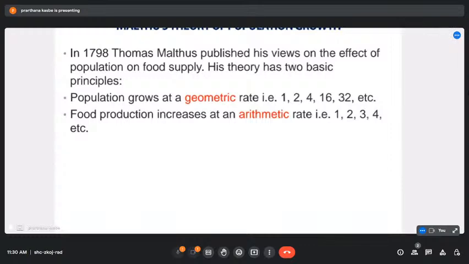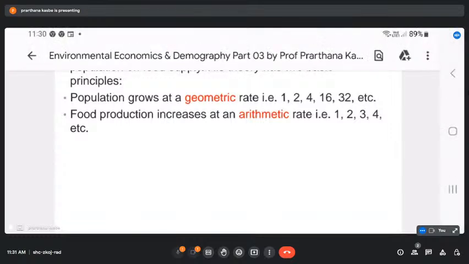The concept is geometric rate and arithmetic rate. And his two famous books are there. For example, first is An Essay on the Principle of Population, and another one is Principles of Political Economy. So you have to understand which book is written by whom.